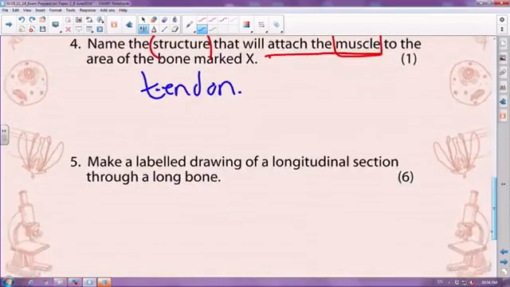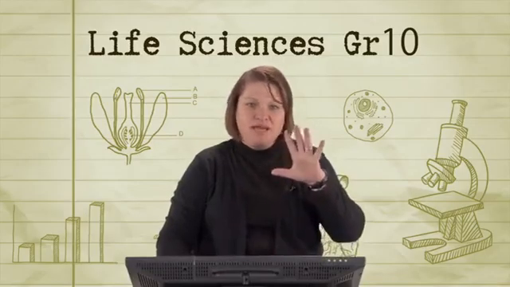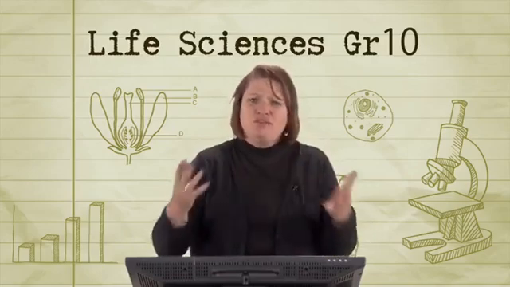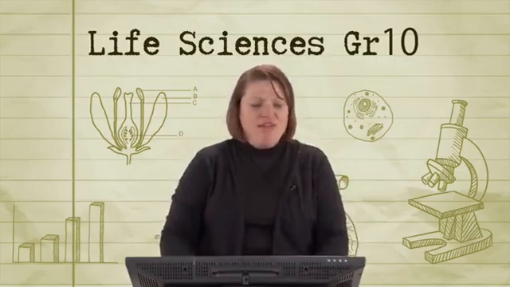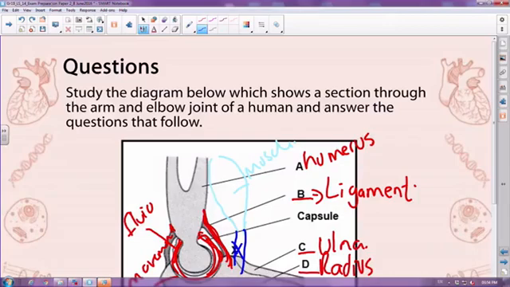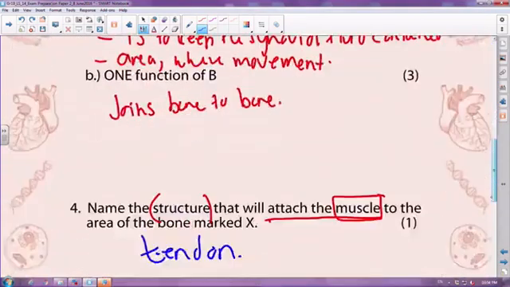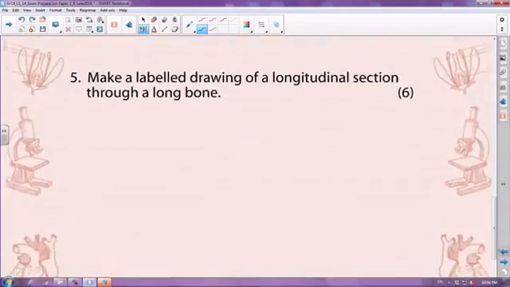Then question 5. Guys, you need to be able to make certain kinds of drawings, simple drawings. You need to prepare to do that. Now, have a look at question number 5. Here's a bone, and they're long bones. For 5 marks, they want you to make a labeled drawing of a longitudinal section. Longitudinal, long, not across, long. Long means from top to bottom.